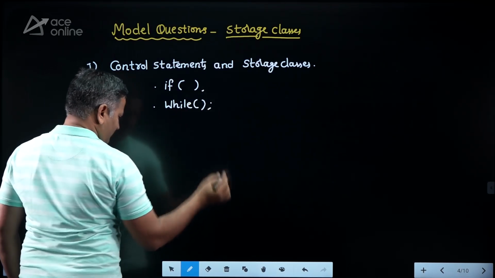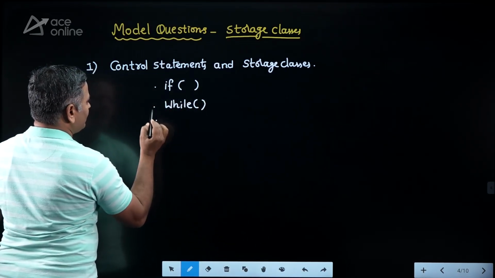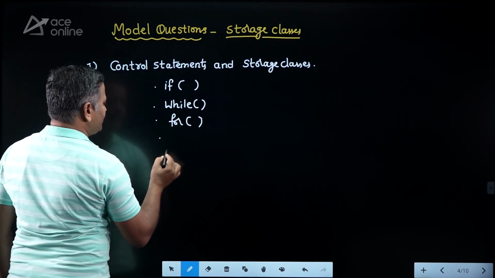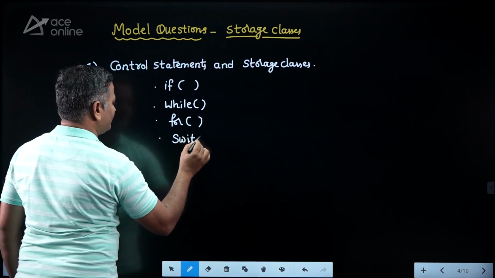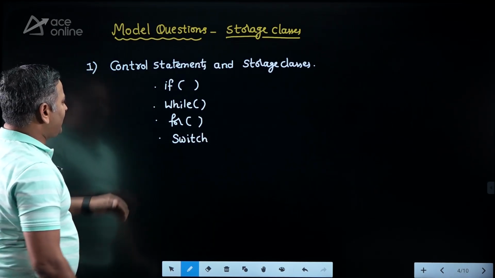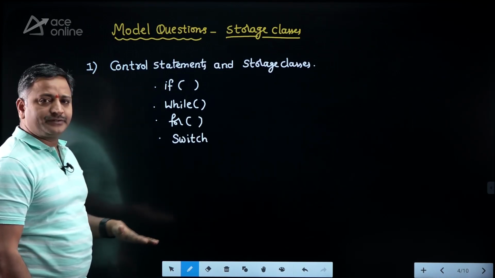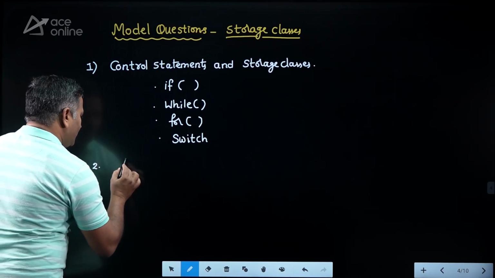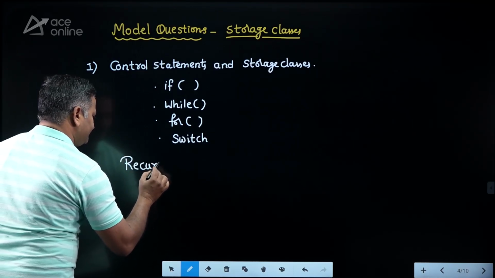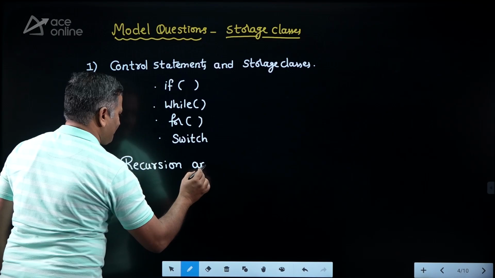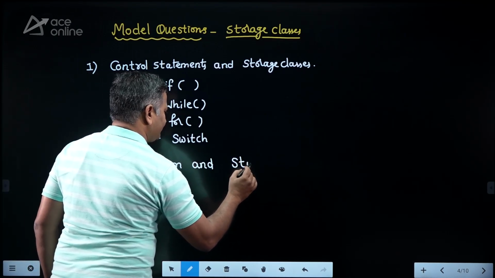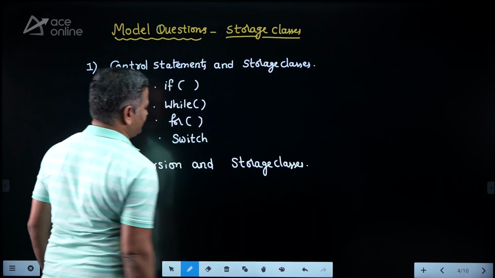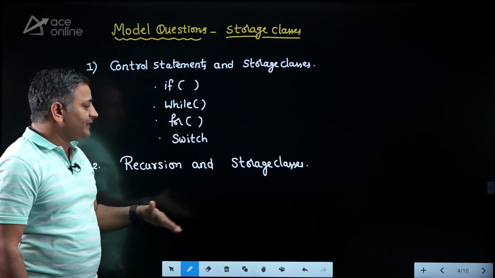They are combining the storage class concept with for loop conditions. Okay, sometimes they are using switch case also. Okay, so we need to practice all these conditional and control statements. Okay, the second model of asking questions: recursion and storage classes. That's all. These are the two different models of questions they are frequently asking in the GATE paper.